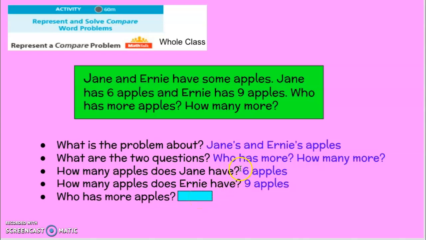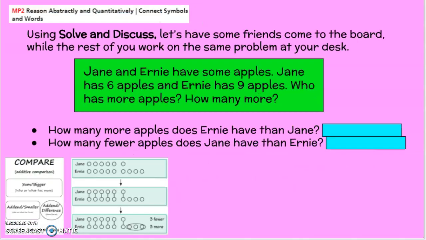So who has more? Let's compare that. 6 apples to 9 apples. Which one of those numbers is more? The 9. So then who has more? Ernie. Then how many more? So now, how many more apples does Ernie have than Jane? Or how many fewer apples does Jane have than Ernie?